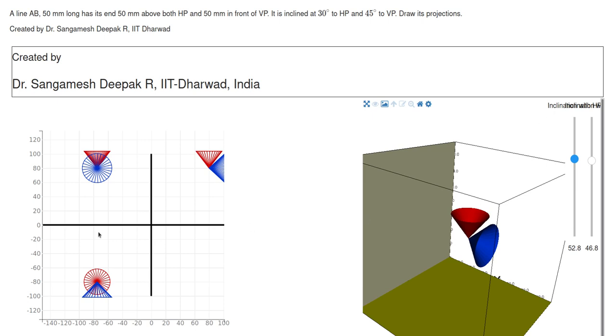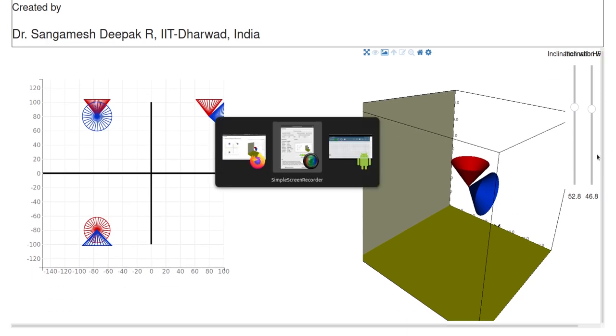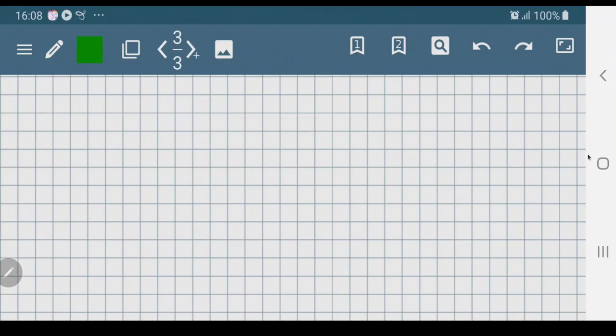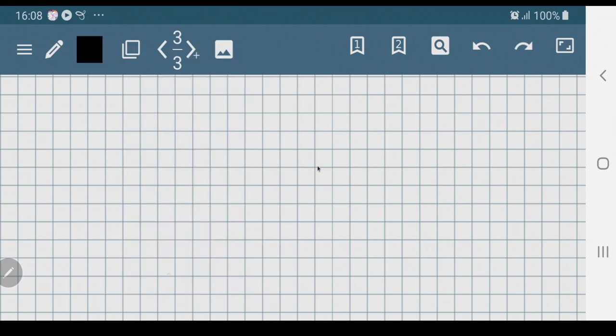It seems that compared to the front view and the top view, we would rather look at the profile view to investigate whether the cones intersect or not. And that is not a very hard thing to do. Let me switch to my mobile phone. I'm just going to draw the projections on the profile plane.